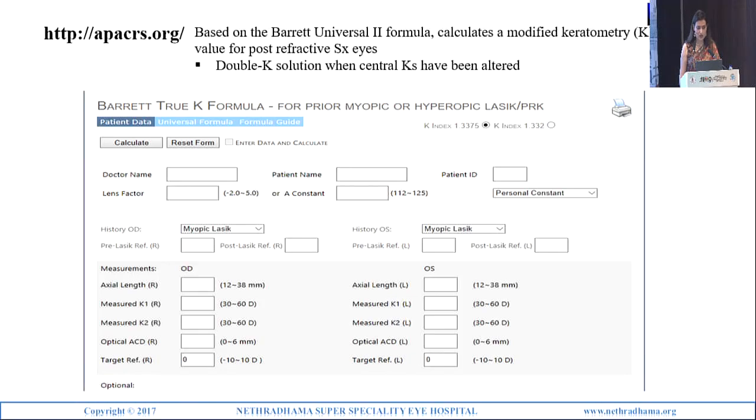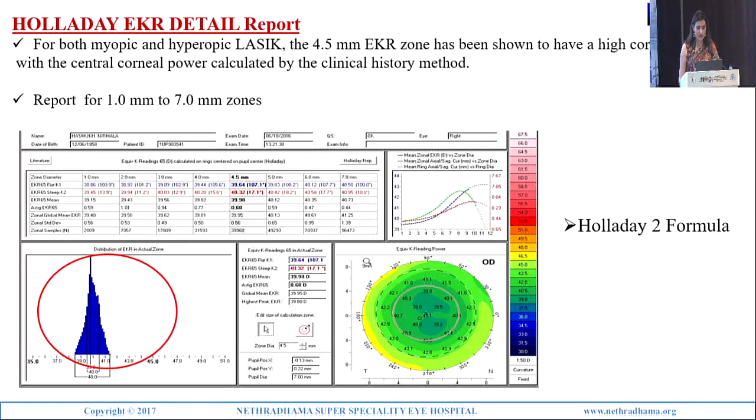This is again very popular, the Barrett True-K formula. Most of us are using this because this is online, available free. It is based on the Barrett Universal 2 formula that uses a modified keratometry value for post-refractive surgery eyes, and it also provides a double K solution when central Ks have been altered. The Holladay EKR formula is another formula which is quite accurate. In this, you basically use the EKR values from the central 4.5 millimeter zone in the EKR map and use these K values in the Holladay 2 formula.